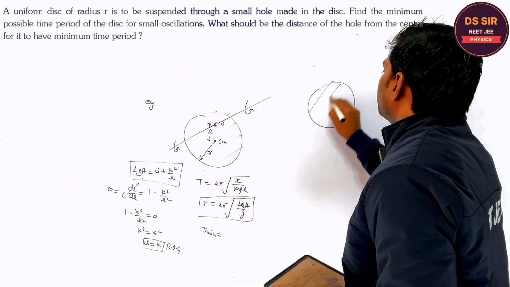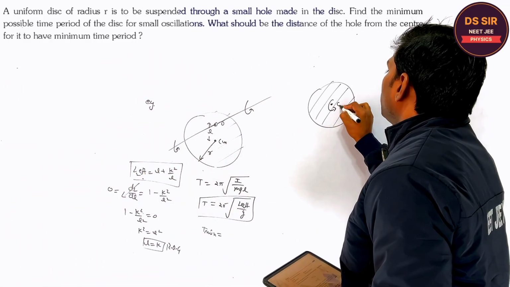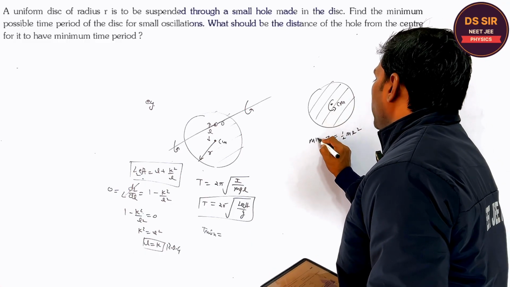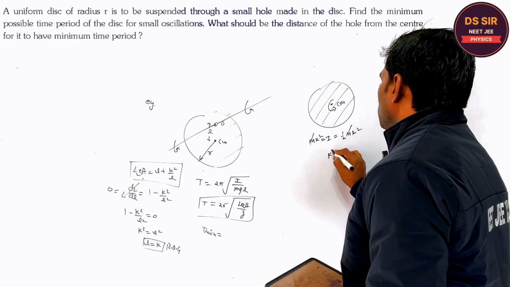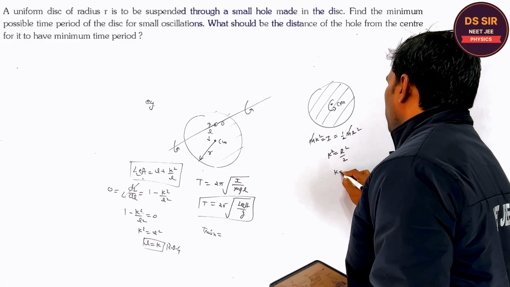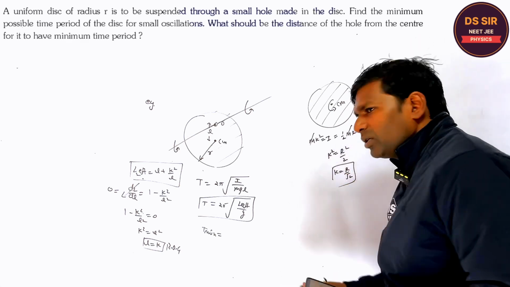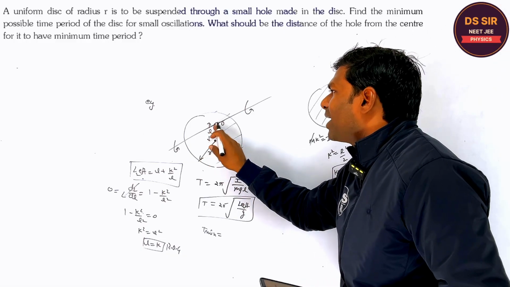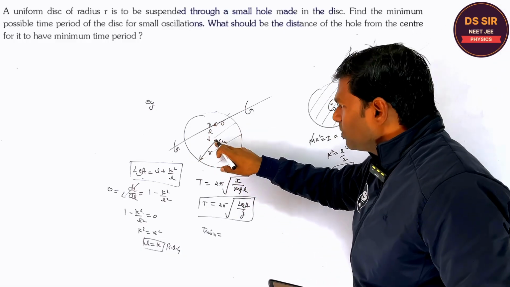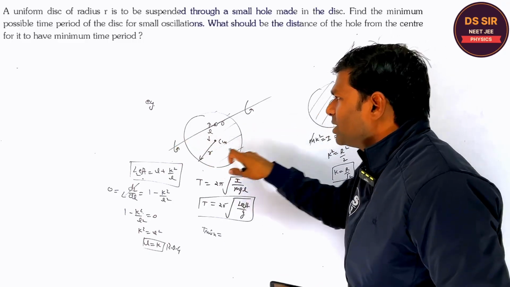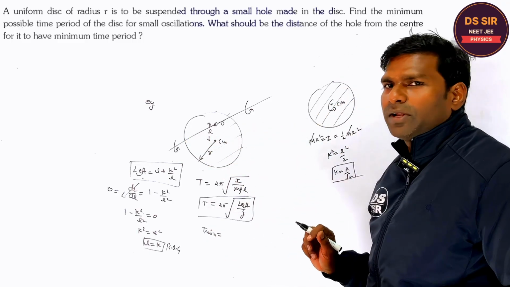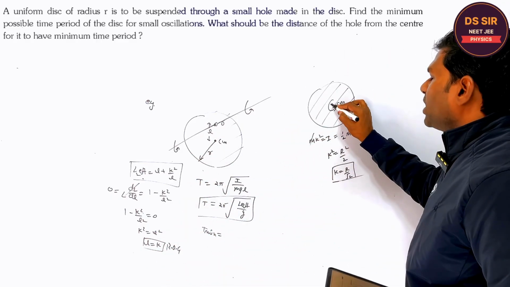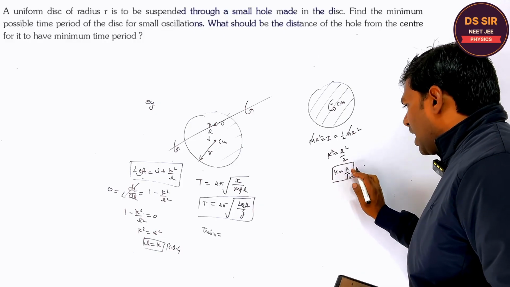If this is the disc, what is the moment of inertia about center of mass? It is equal to 1 by 2 m r square, put it equal to m k square, m will cancel out, K square is equal to R square by 2, K is equal to R by root 2. You understand or not? So this is the value of the radius of gyration. So what should be the height of this point of suspension from center of mass, so that when it is displaced a little bit, it oscillates with minimum time period? The value of this length must be equal to radius of gyration, and radius of gyration about center of mass is R by root 2.